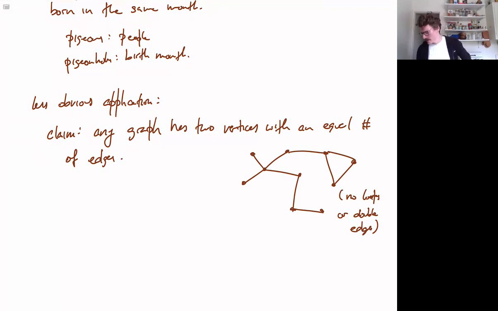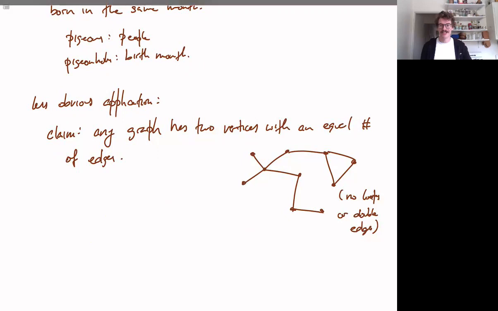So let's check this. Actually, I guess we just drew a little graph here. In this example, there are many vertices with the same number of edges. All of these vertices have two edges attached to them, and all of these vertices have one edge attached to them. So it checks out, in that we didn't try very hard to find a counterexample, but it checks out in this case. But okay, let's prove it.